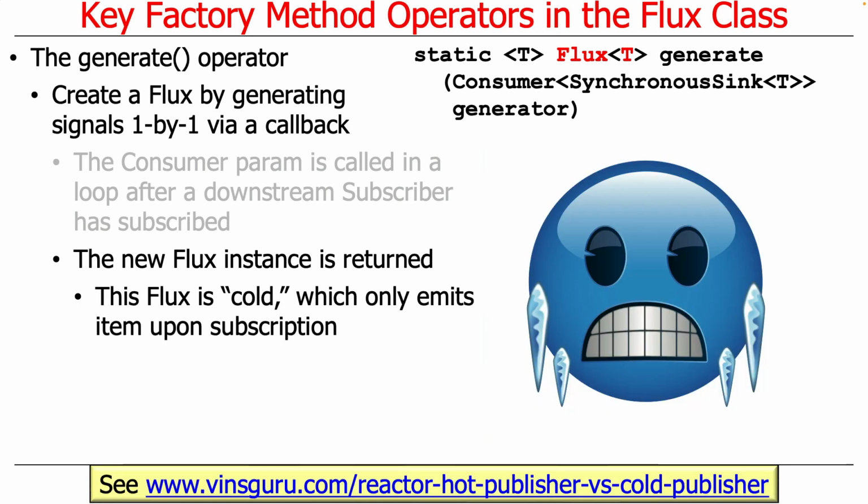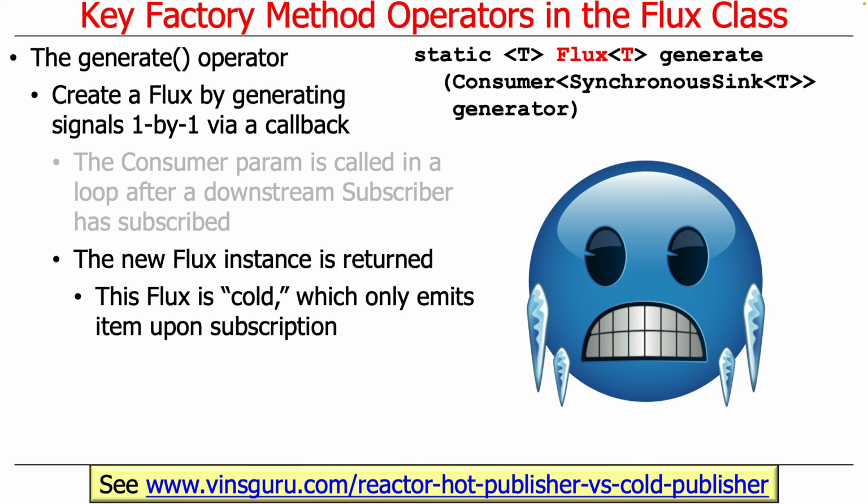What's returned by the generate operator is a so-called cold flux. What is a cold flux? A cold flux is a type of flux that only emits items when some subscriber has subscribed to the publisher, to this factory method. And you can take a look here for more discussions about hot versus cold publishers.